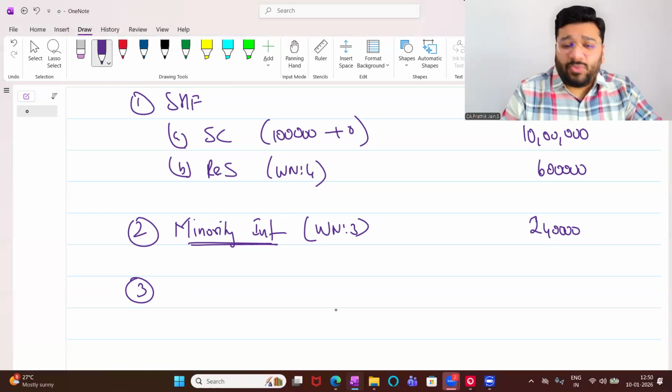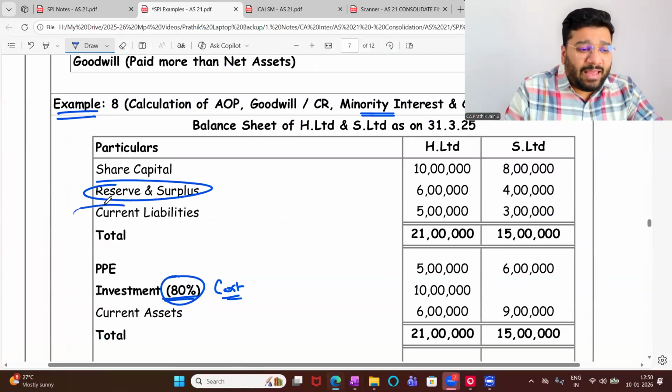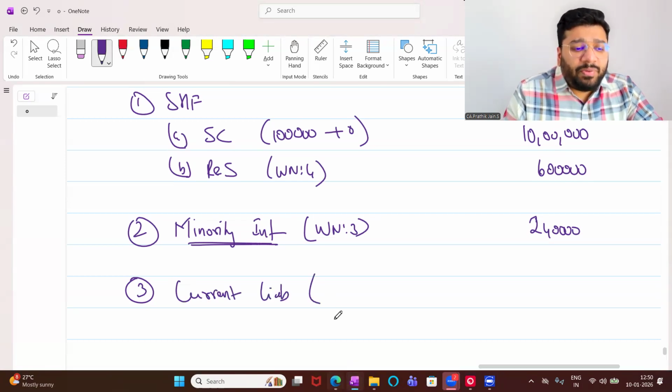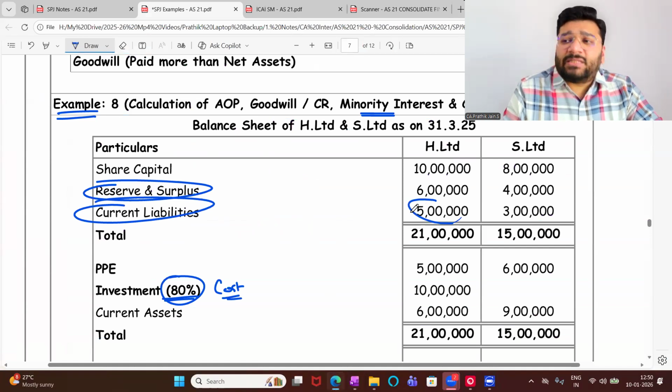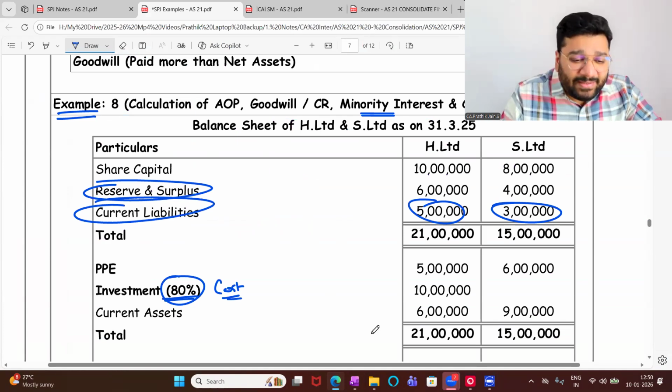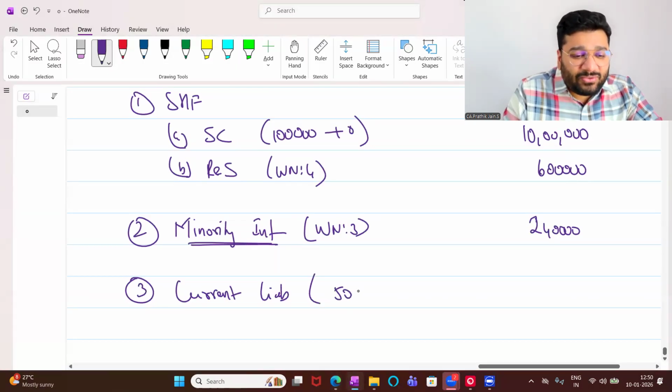Now next is what? Current liability. Non-current is not there. Current liability. Simple. My current liability is my current liability. Their current liability is also my current liability. So 5 plus 3 is how much? 8 lakh.